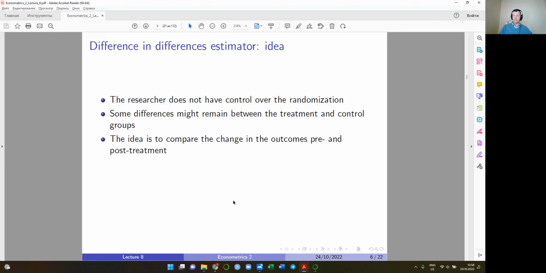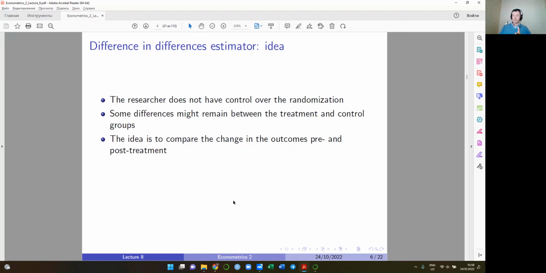And the idea of this difference in differences estimator is to compare the change in the outcomes pre and post treatment between these two groups, between control and treatment group. So there is going to be some change before and after the experiment for the treatment group. There is going to be some change before and after for the control group. If you remember, last time we just compared the outcome for the treatment group minus the outcome for the control group. That was our difference estimator.